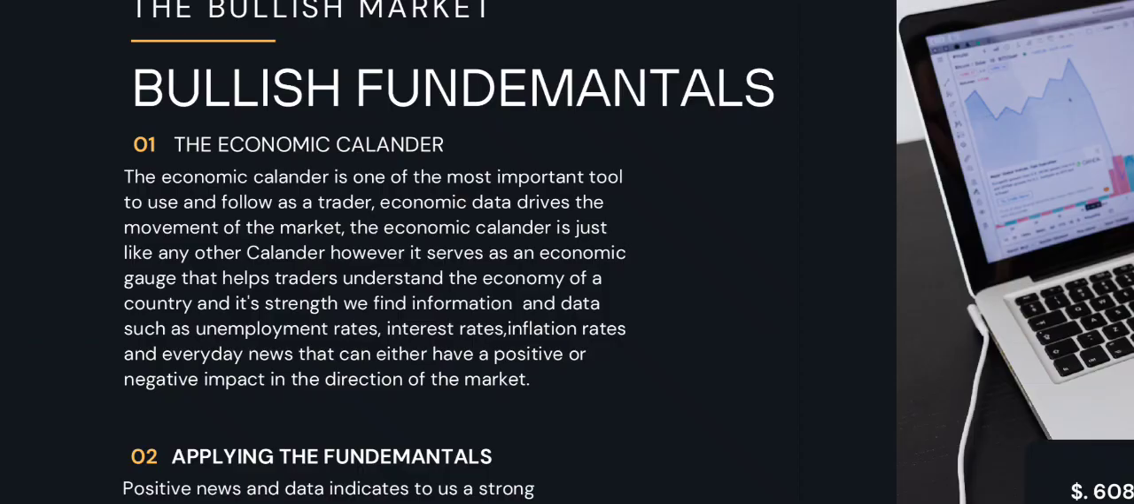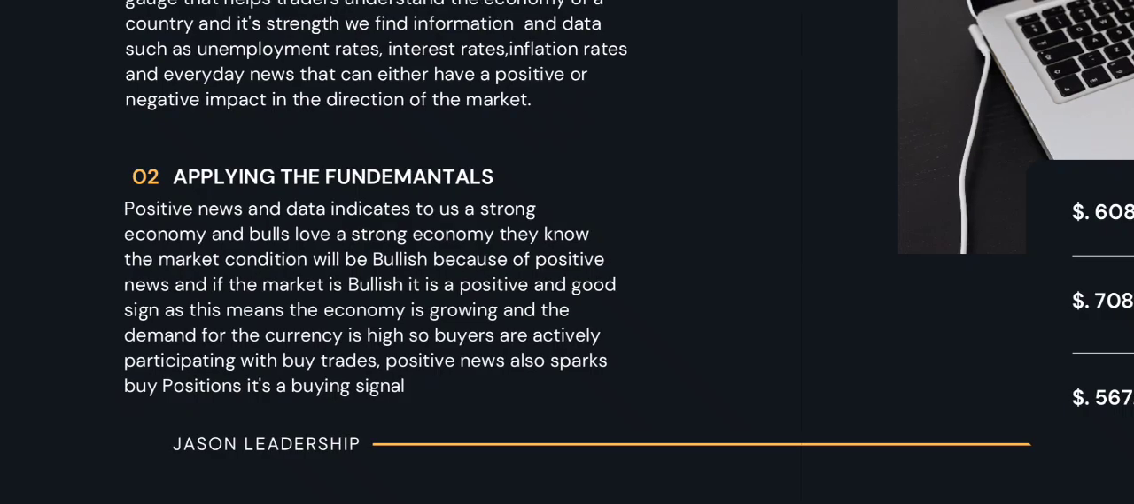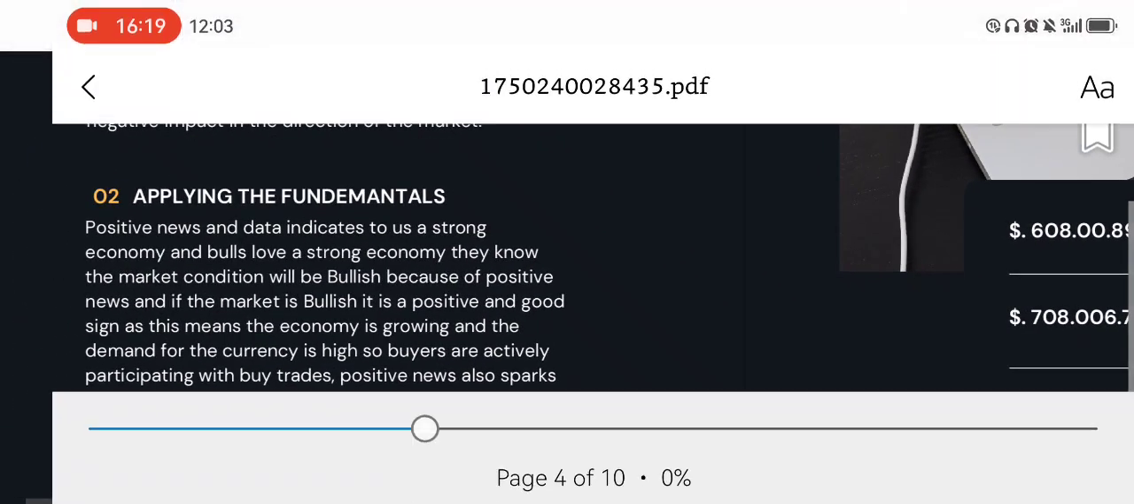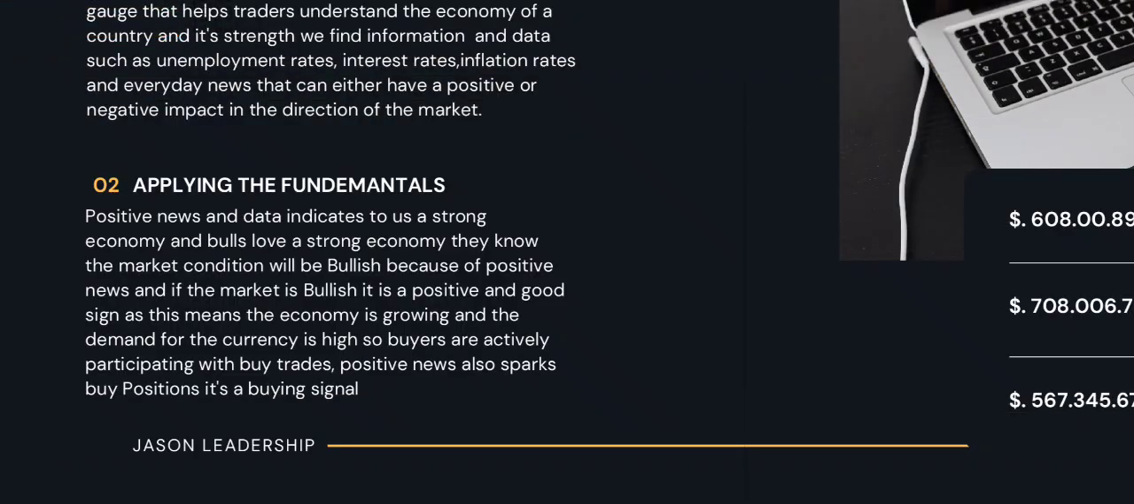We find information in data, as I explained, such as unemployment rates, interest rates, inflation rates, and everyday news that can either have a positive or negative impact on the direction of the markets. Once again, if we are looking to buy in a bullish market, we would be expecting bullish and positive news, or news that creates a bullish environment. Applying the fundamentals, positive news and data indicate to us a strong economy, and bulls love a strong economy. They know that the market condition will be bullish because of positive news in the near future or immediately.